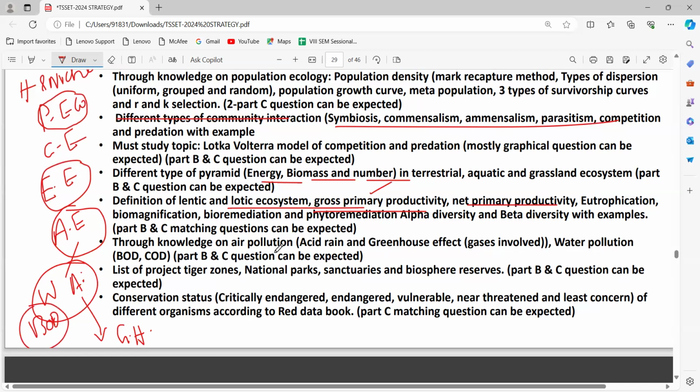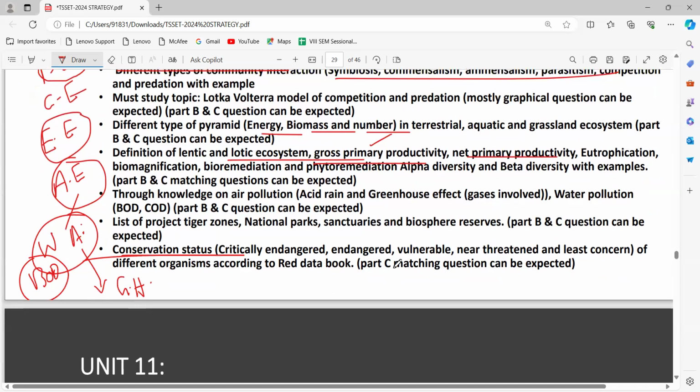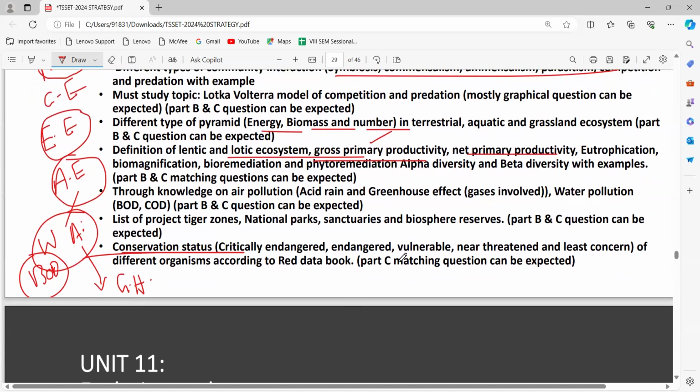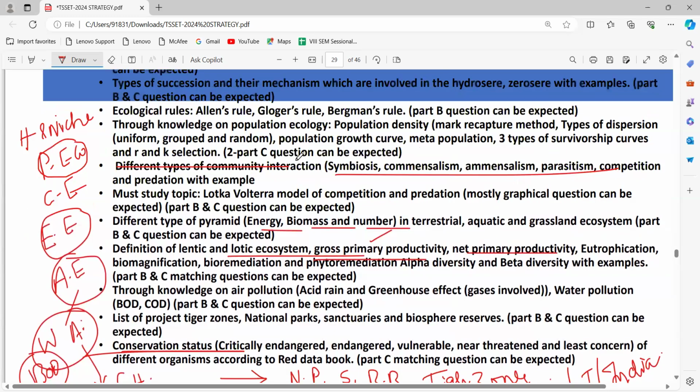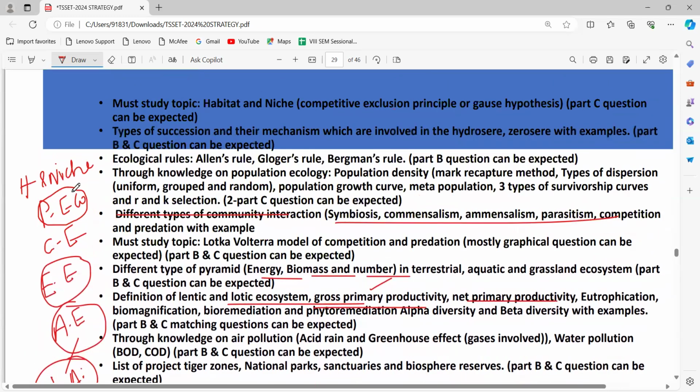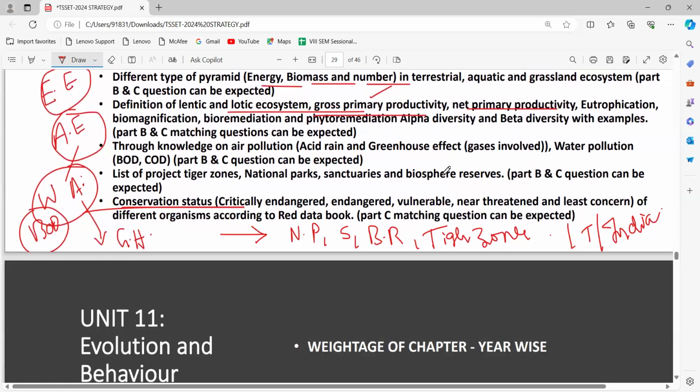When it comes to the last subunit, that is conservation status, what do you have to read here? You have to read about all the national parks, all the sanctuaries, all the biosphere reserves, all the tiger zones. We have to read Telangana statewide also. We have to read all India wide also. That is what we have to read in the chapter of ecology.